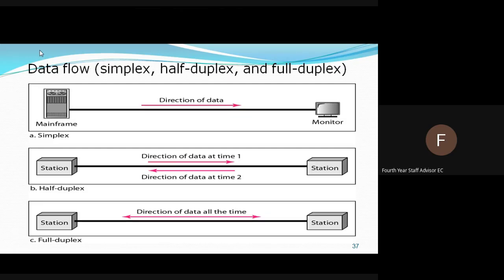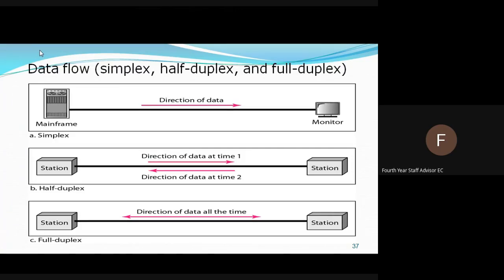Now next is the half duplex mode of transmission. Here you have two stations, and both the stations can transmit as well as receive, but not at the same time. It is like a one lane road. In a one lane road, traffic is allowed in both directions, but only the vehicles going in one direction can move at a time. The other side's vehicles have to wait. The same is the case with half duplex transmission.